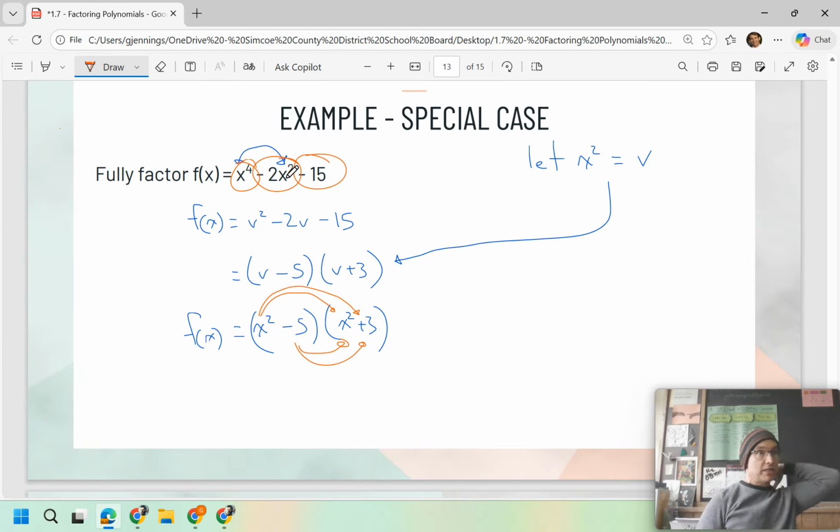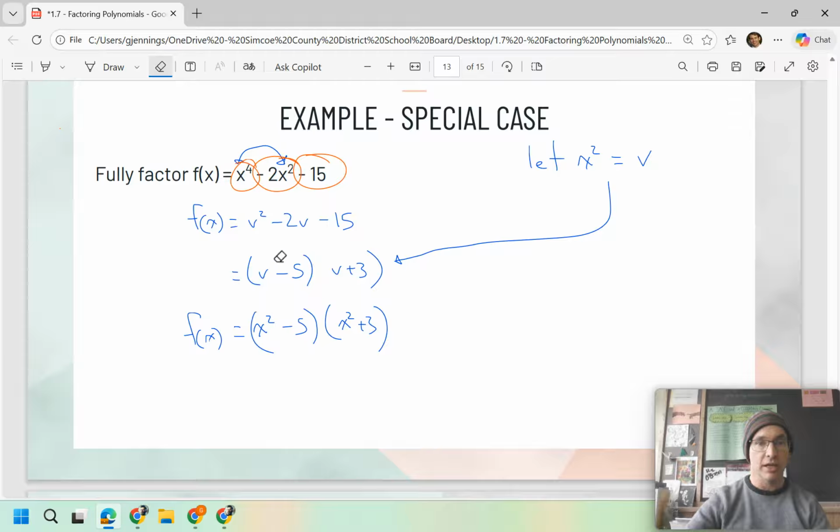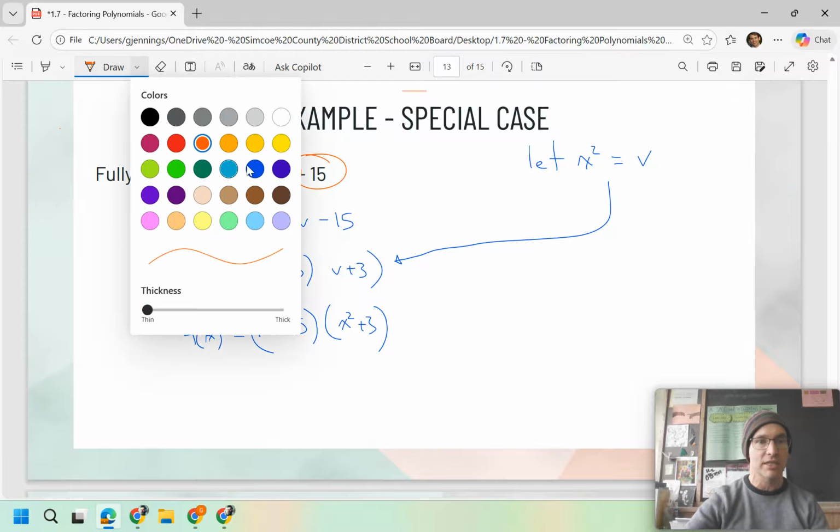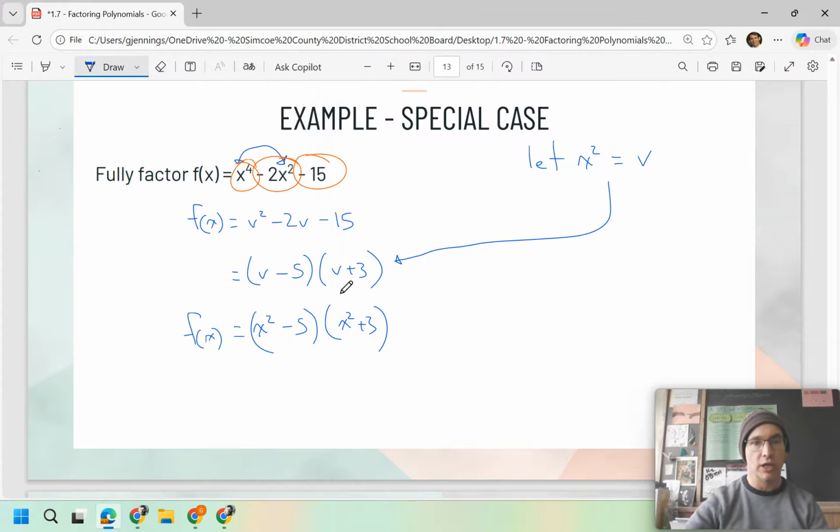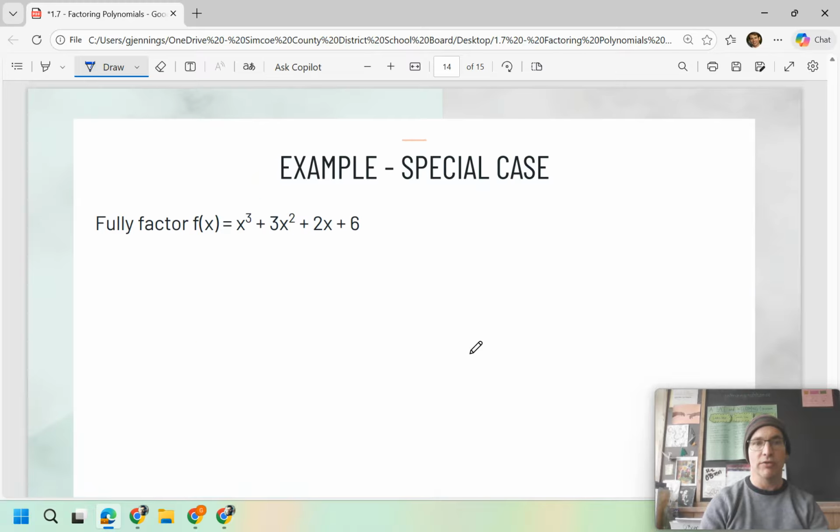And I get a pat myself on the back moment because I did the problem 2 different ways and found the same answer. So I'm very pleased with myself. So you should get those opportunities too to be this happy with yourself. So check your work. Okay, that's how you fully factor that one.